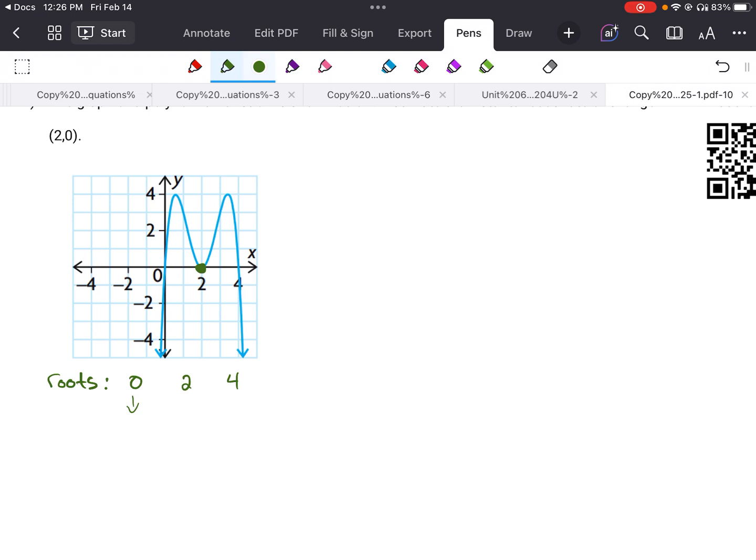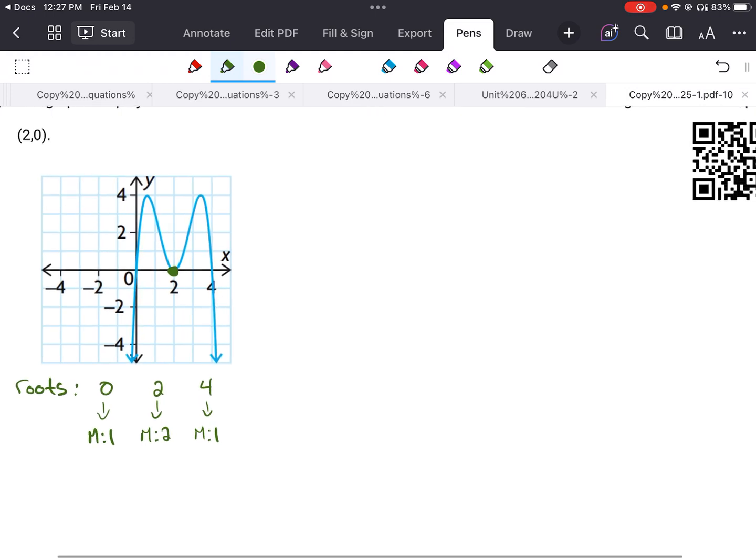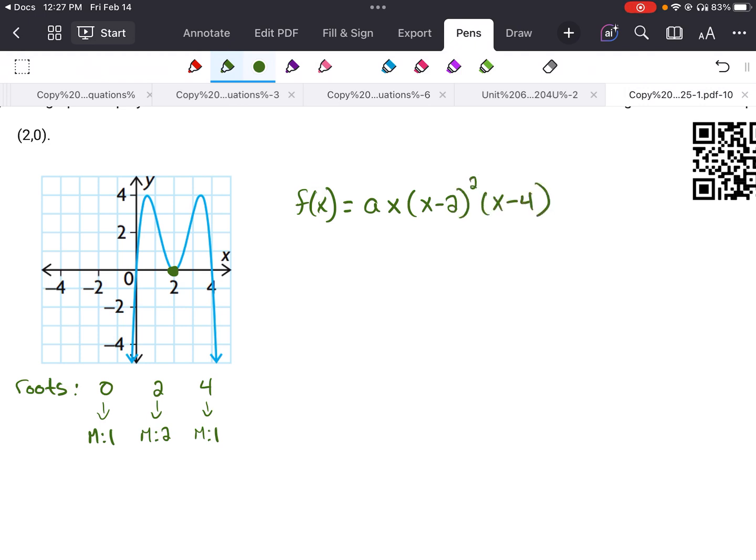And then for each of these we need to know the multiplicity. It goes straight through at 0, so the multiplicity will be 1. It makes a parabola, or curves back at 2, so this will be a multiplicity of 2, and it goes straight through at 4, so a multiplicity of 1. So we can determine that f(x) equals a. Sorry, we don't need brackets for the x-intercept of 0. But we have (x − 2) squared and (x − 4).